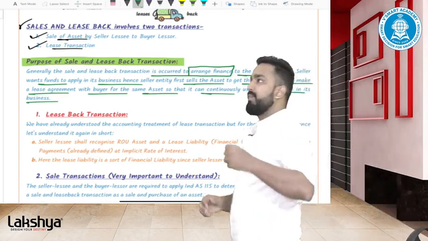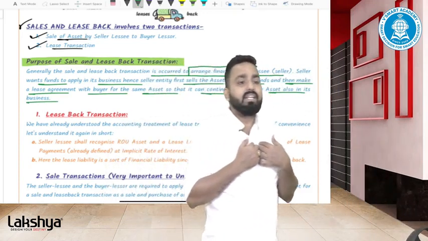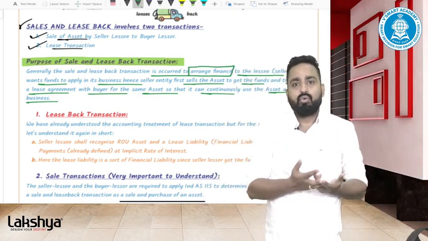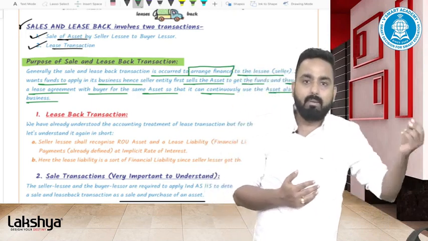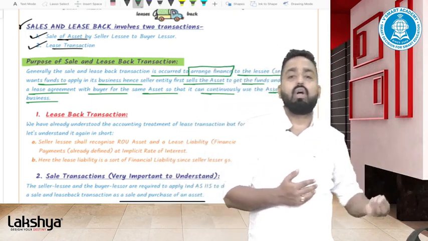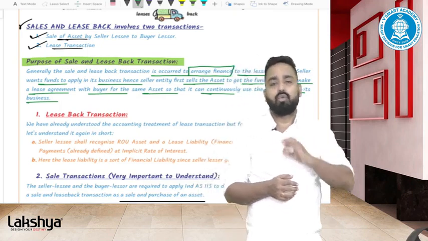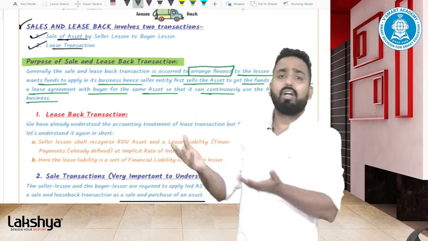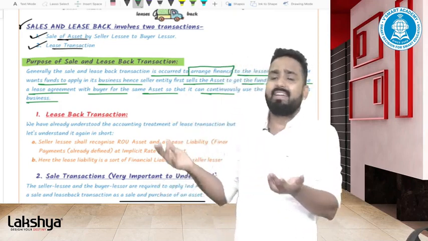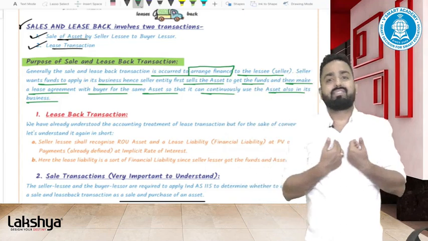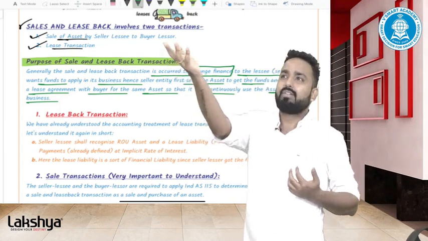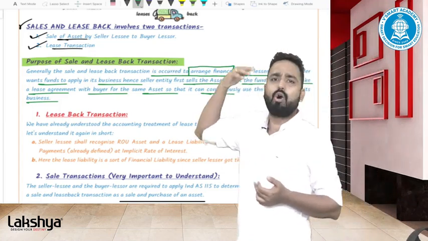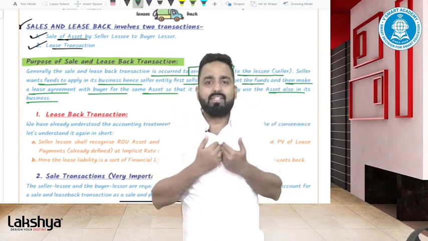Now try to understand: if I am in need of funds for my business, what should I do? I should go to the bank and apply for a loan. But suppose the bank is not giving me a loan, I am not eligible for the loan. Now what will I do? Maybe I may go to some other third party, a private company or private entity, and ask for the funds, maybe another corporate entity or a competitor.